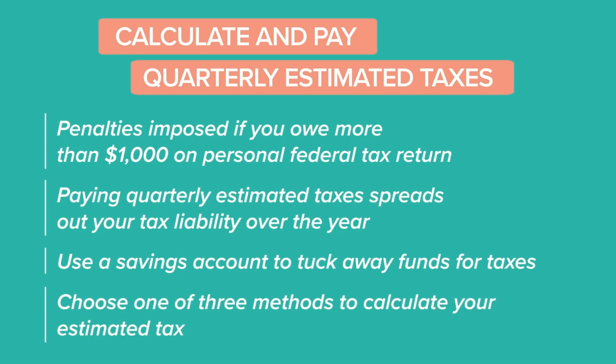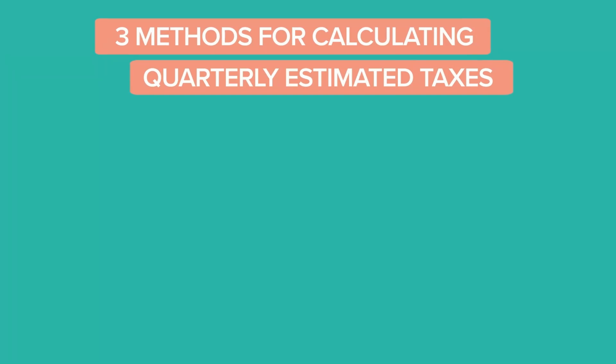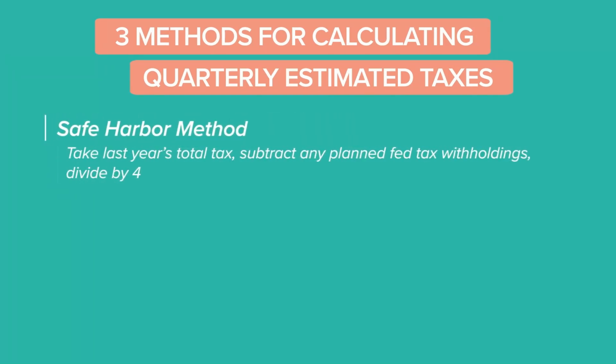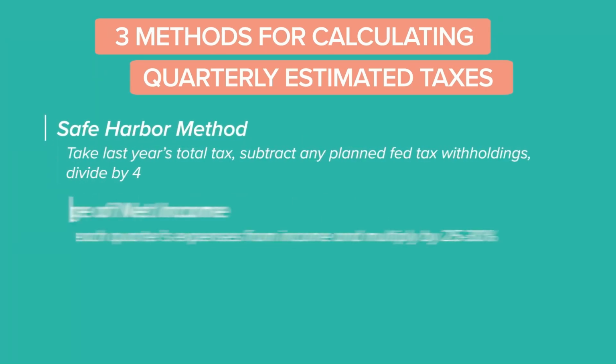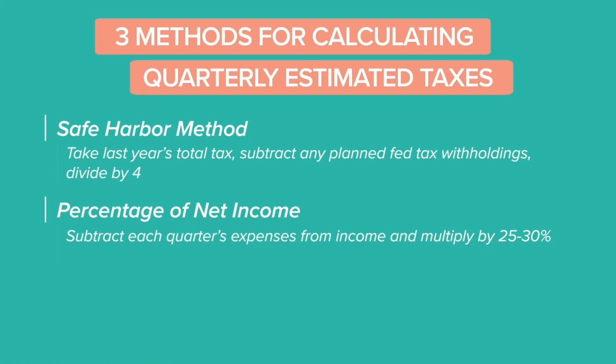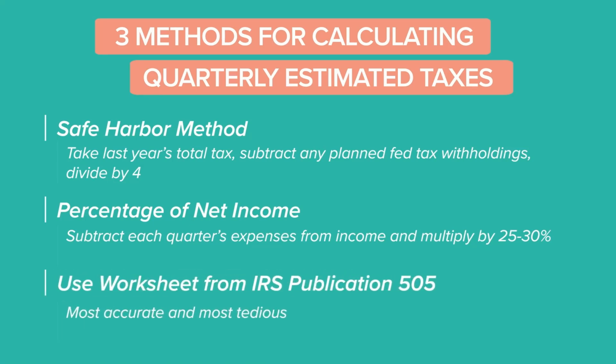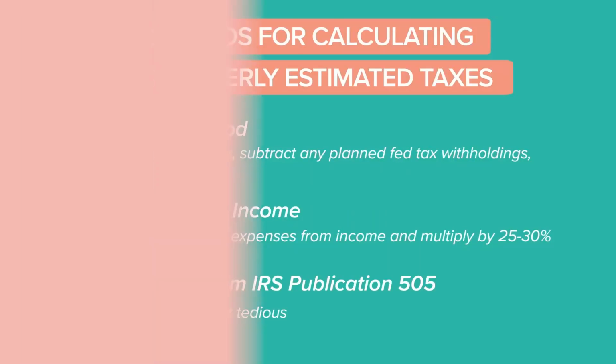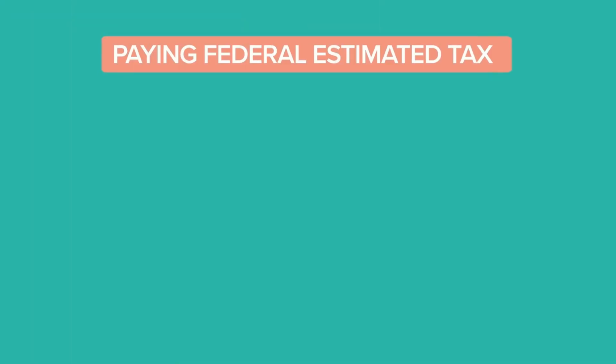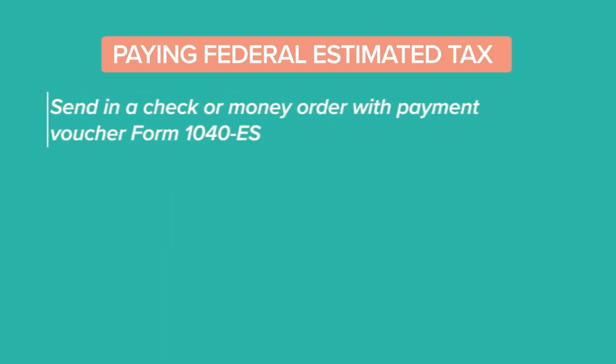There are 3 methods for calculating your quarterly estimated taxes. You can find the detailed steps for each method on the quarterly estimated tax worksheet in our Lesson 3 guide. The first 2 methods shown, the safe harbor and percentage of net income methods, are easier to calculate. The third method, which uses an IRS worksheet, will give you the most accurate amount, but it's rather tedious to complete.